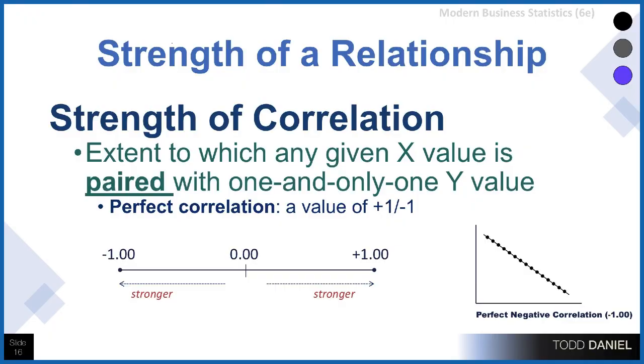And the strength of the correlation is how close it is to either 1 or -1. Values around 0 are weak. Values around 1 and -1 are stronger. If the relationship is perfect, those dots would all be on a straight line. So here I'm depicting a perfect negative correlation.